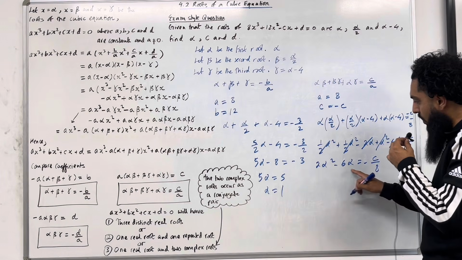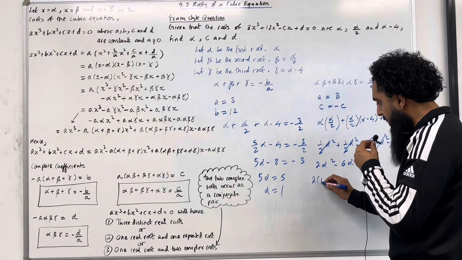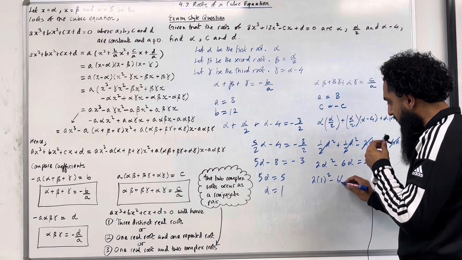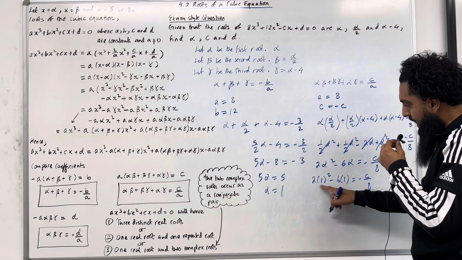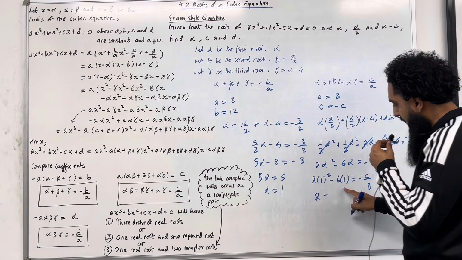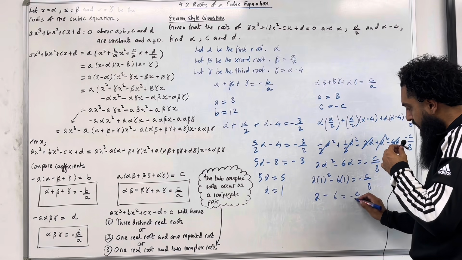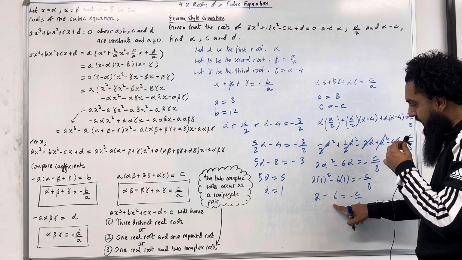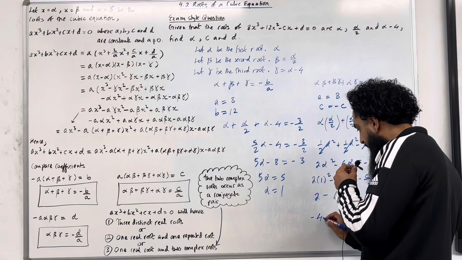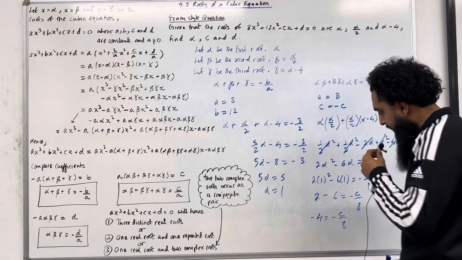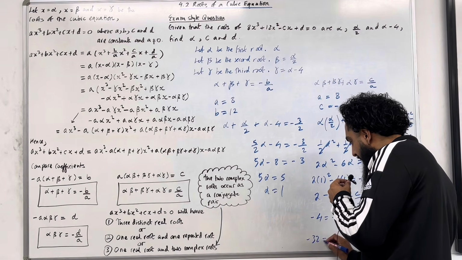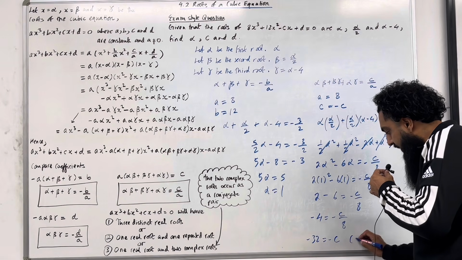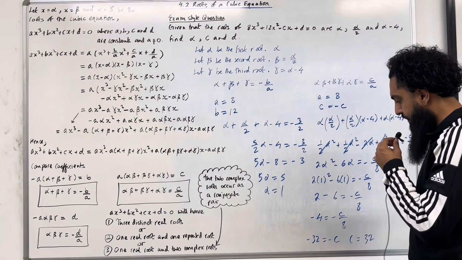Substitute alpha equal 1, so I've got 2 multiplied by 1 squared minus 6 multiplied by 1 is equal to minus c over 8. So that there becomes 2, that becomes 6. So 2 minus 6, that is minus 4, equal minus c over 8. 8 multiplied by minus 4, minus 32 equal minus c, hence c is equal to 32.